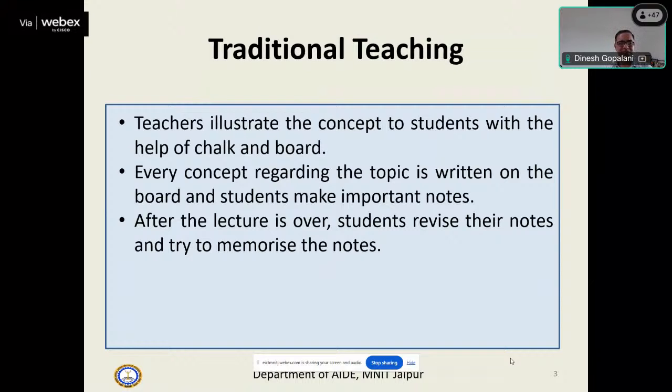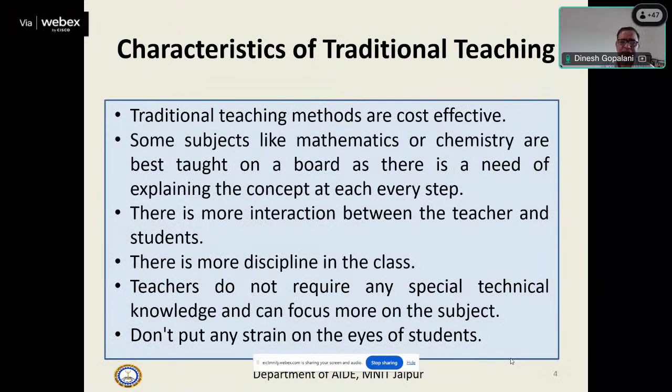Because they get sufficient time actually. So normally they will note down some of the important things, whatever you write on the board. And once the lecture is over, students typically are expected to revise their notes, sometimes to memorize the notes, which will help them because end of the day they have to write the exams. Okay, that's the traditional way. So, what are the positive sides of traditional teaching?